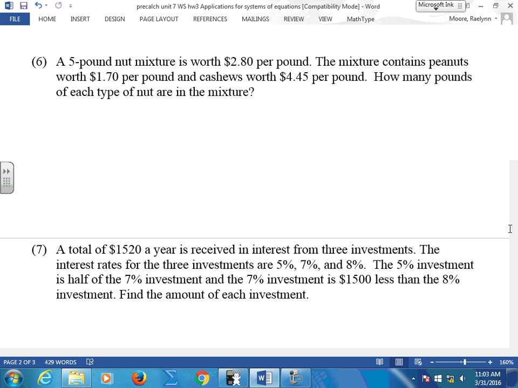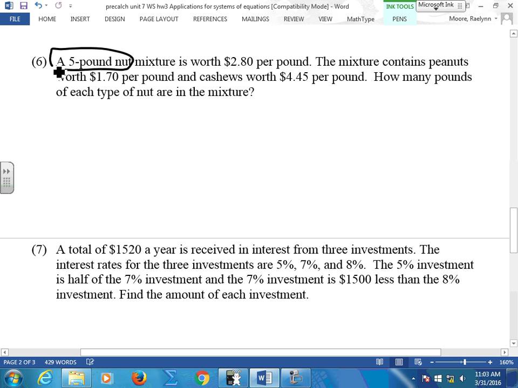So this is what they're asking us here. If they take a 5-pound mixture and you mixed everything in one bag, it would cost you $2.80 per pound. Okay? So what does the 5 tell us? That's how much total they're going to use, right? And we can figure out their price in a minute. The mixture contains peanuts and cashews. So how many let statements am I going to need? 2.